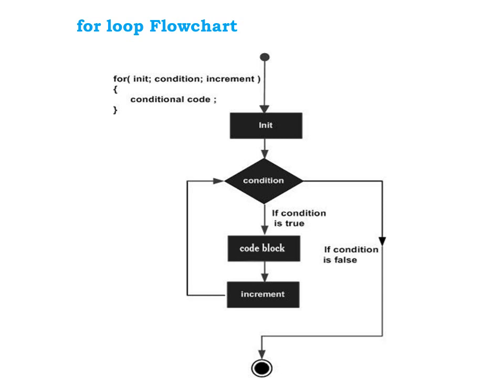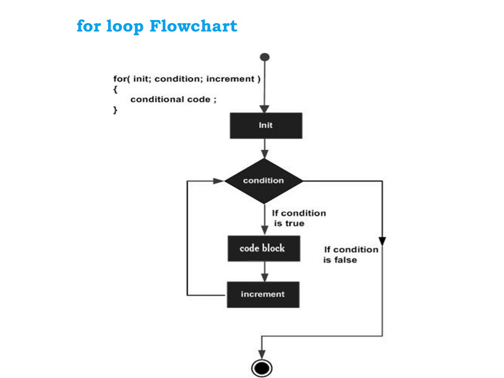This is how the flowchart of for loop looks like. We can see the syntax of for loop where we have the initial condition, then the condition, and the third one is the increment. And inside this for loop we have the conditional code. So we have the initial condition which is initialized in the beginning at once. Then we have the condition where we have the boolean expression.